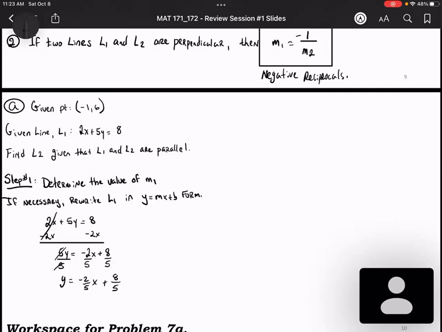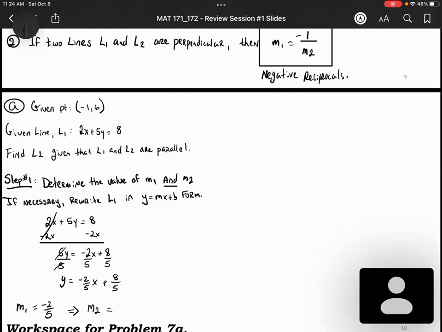That's right. M1 is equal to negative 2 over 5. So once you determine the value of M1, I'll put this in step 1 as well, because I want to save the rest of the space for the rest of the problem. You could also identify M2. So if M1 is negative 2 over 5, then what does that imply about the value of M2?